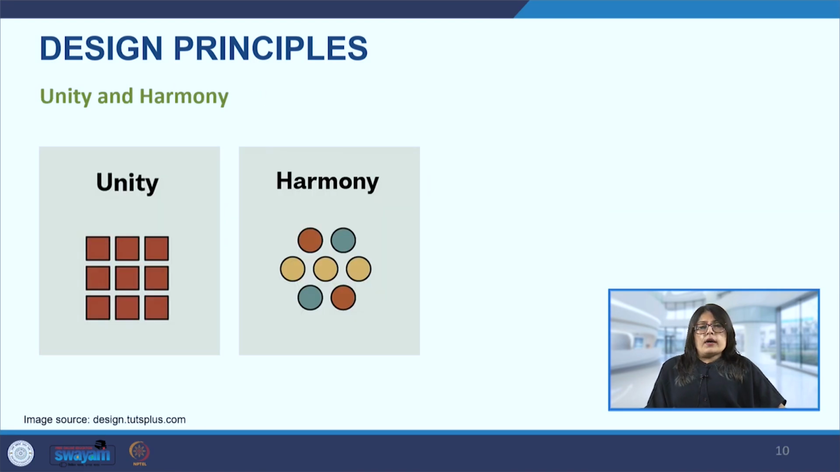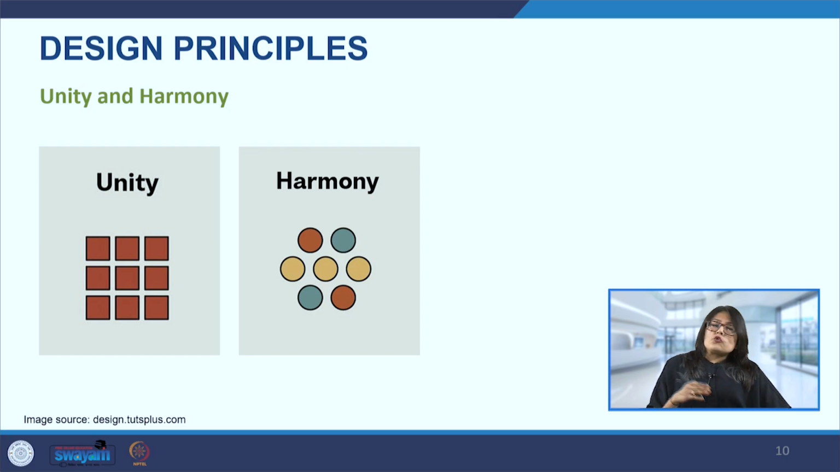Then we have unity and harmony. Unity adds order and makes a piece feel like a coherent whole. So of course, all the elements that are there in our picture plane have to be united in some way. They have to have some kind of a language that is similar, and they are not strewn around so that they don't make any sense. So for that, the unity becomes important. And harmony is important because they have to have a harmonious relationship with each other.